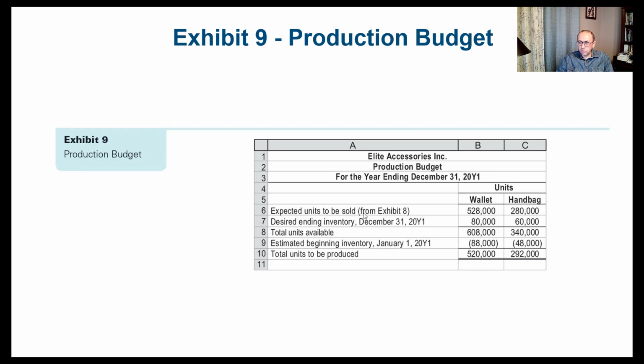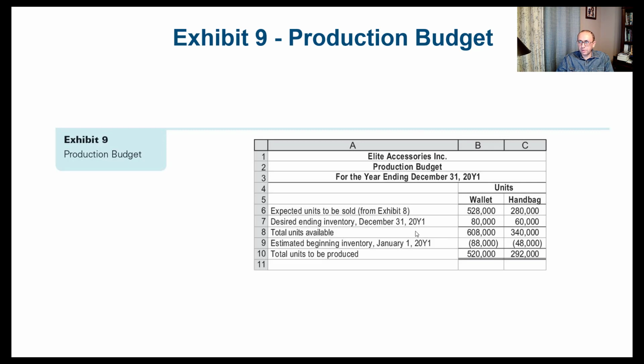So the production budget, again using an Excel sheet, would be very simple. We get the number of units here for wallets and handbags. We have expected units to be sold and the desired ending inventory. We add them together, we get the total units available. And then we subtract the beginning inventory, or the estimated beginning inventory, to get the total units to be produced. Keep in mind the production budget only relies on number of units. There are no dollar values.